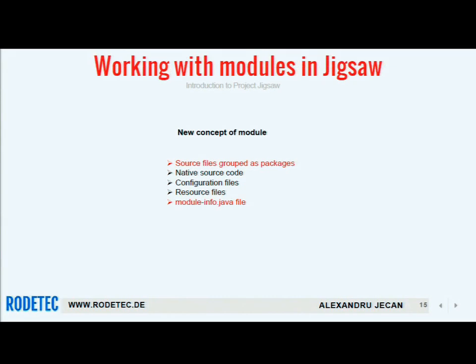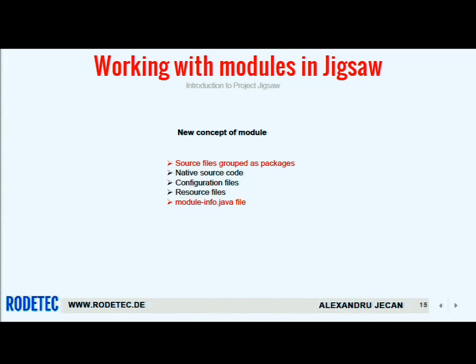Then we start defining modules. Jigsaw modules are a fundamental new concept in Java 9. They are basically source files grouped as packages. So you have a module, which contains packages, which contain classes. And what they contain: native source code, configuration files, resource files, and very important, the module-info.java file, which is the module descriptor. This is the module declaration, and you will find it at the top level of the root directory.